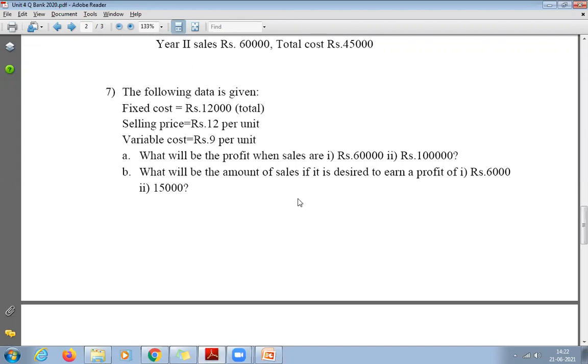Okay, so he has given us fixed cost. What is the formula for BEP? Fixed cost divided by contribution. And what is the formula for PV ratio? Contribution divided by sales. So I can calculate both here. First you calculate that, then we will go for calculating profit and sales. Remember the values: fixed cost is 12,000, selling price is 12, and variable cost is 9. First we will calculate contribution and BEP, and then PV ratio.